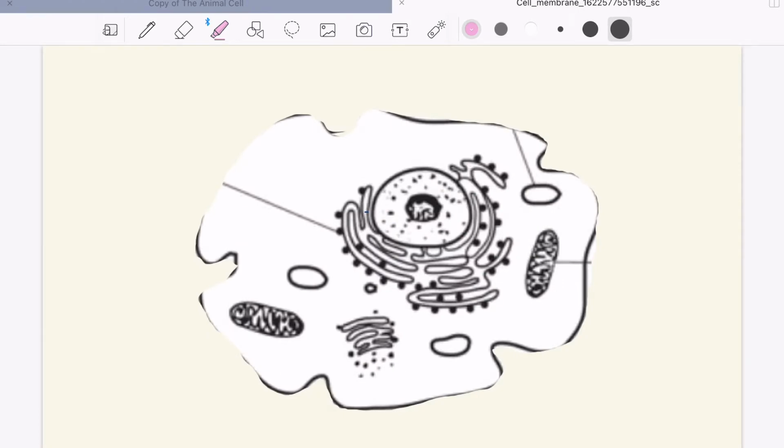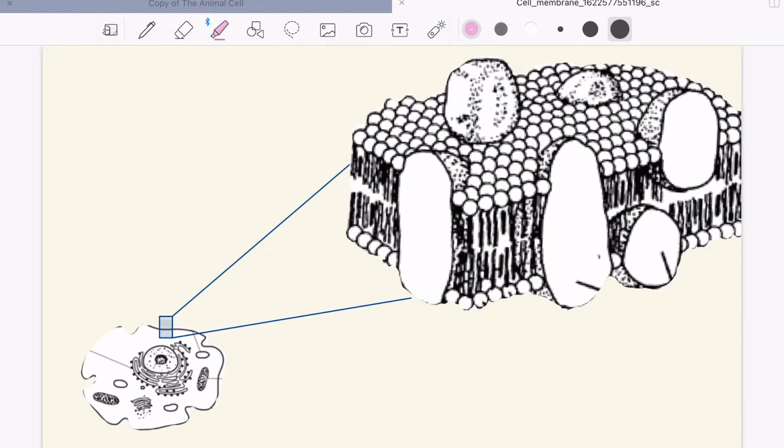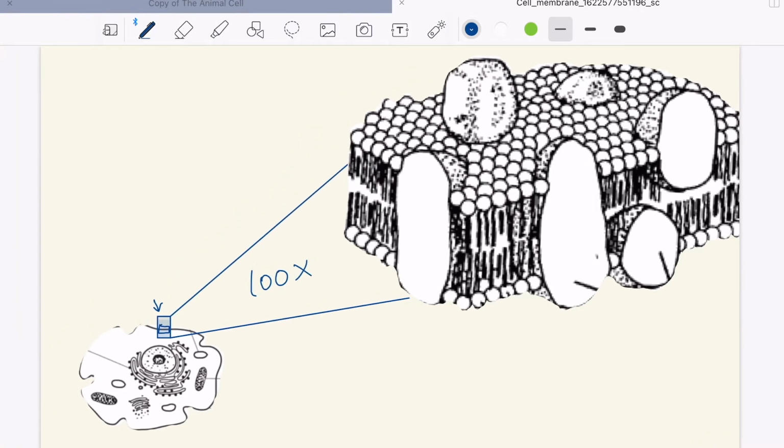So let's zoom in on the plasma membrane. Remember, if you're looking at the cell, you know that the cell membrane is the outermost layer of the animal cell. Now, we're going to zoom right in. Take a look at this little cross section here. I'm taking a little piece of this cell membrane and magnifying it 100 times, maybe even more. This is what you'll see.